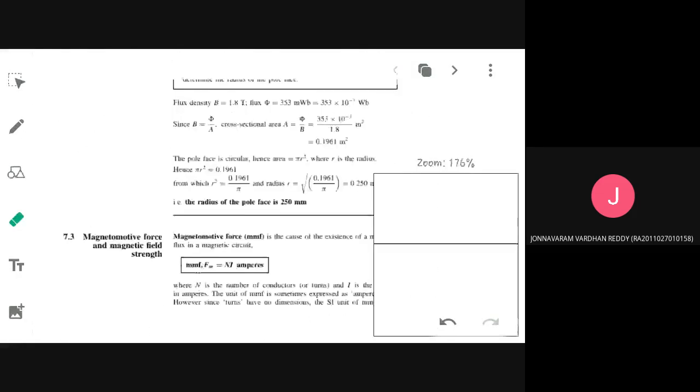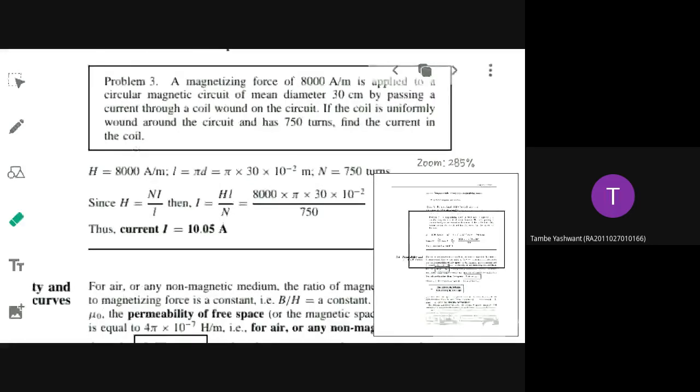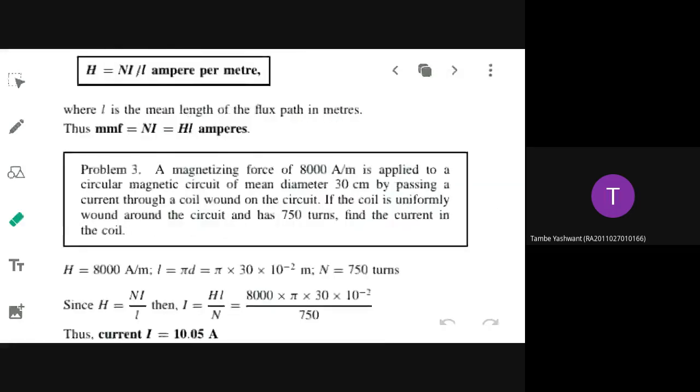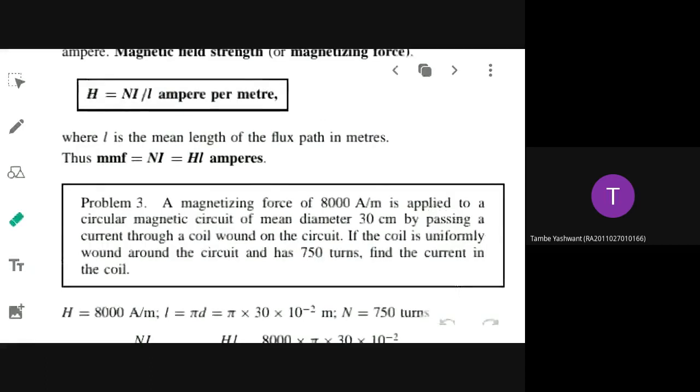All got this answer? Now solve this problem. What is being asked in this problem? A magnetizing force of 8000 ampere per meter is applied to a circular magnetic circuit of mean diameter 30 centimeter by passing a current through a coil wound on the circuit. If the coil is uniformly wound around the circuit with 750 turns, find the current in the coil.